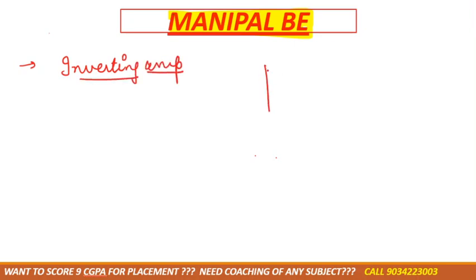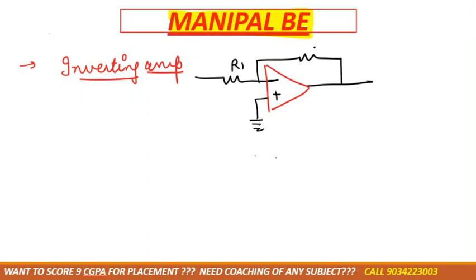In the inverting amplifier, the voltage is connected to the negative terminal, the positive terminal is grounded, the input resistance is R1, the feedback resistance is RF, the input voltage is V1, and the output voltage is V0. Its formula is V0 equals minus RF by R1 multiplied by V1. The minus sign is there because the input is connected to the negative side, and V1 is the input voltage, right?